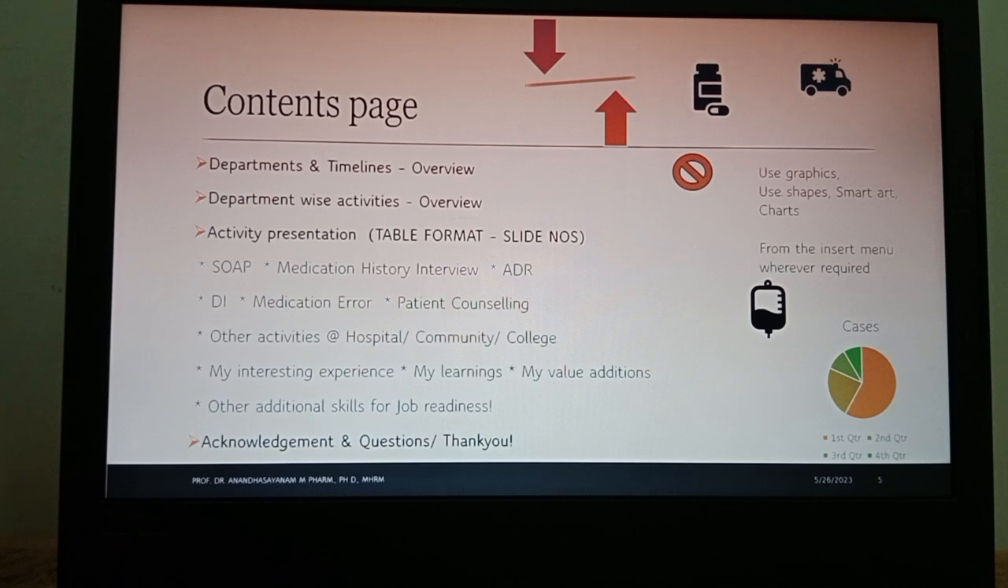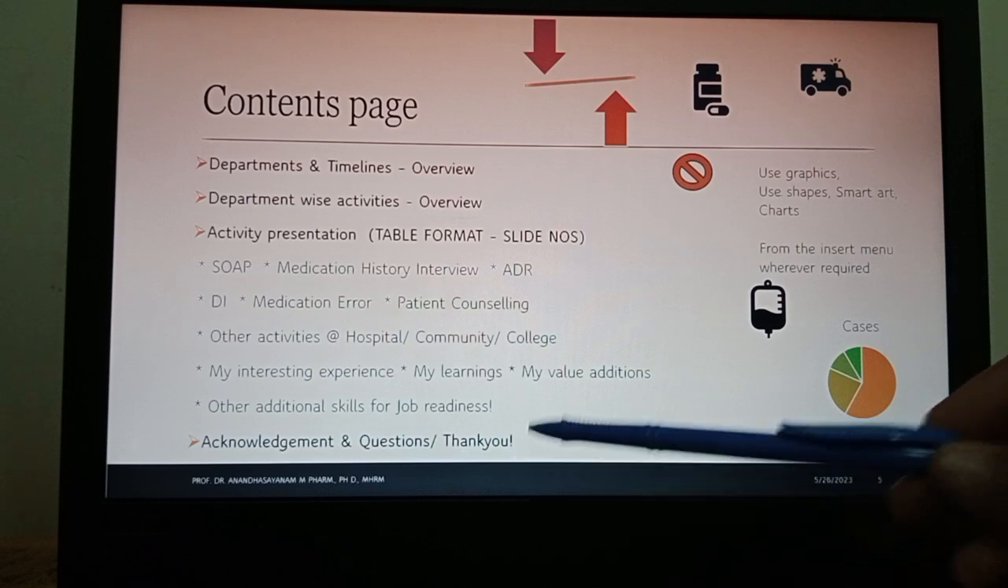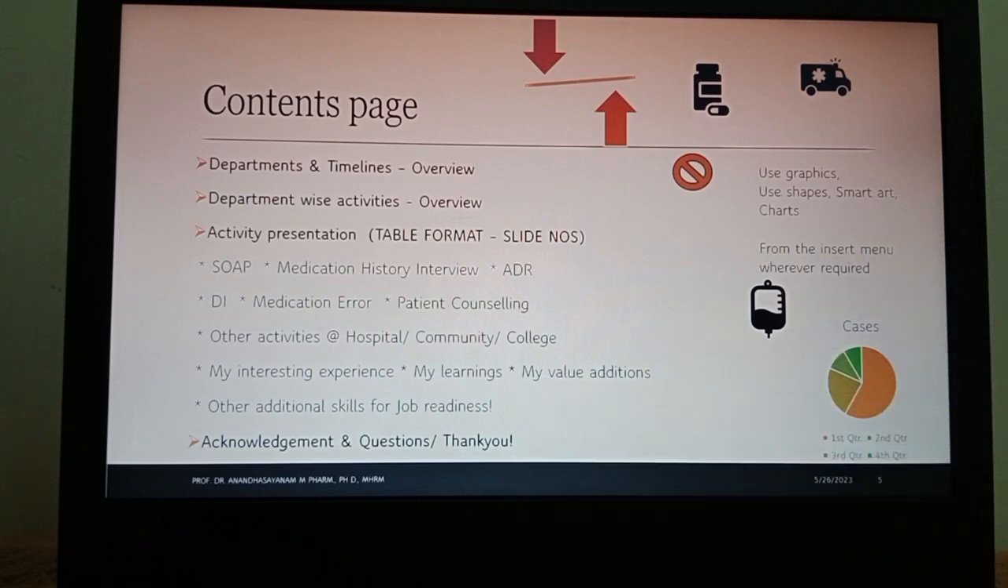Have you earned any patent, or have you given a solution to a particular problem? What makes you feel proud of as a PharmD, as a pharmacist, and the other additional skills for job readiness? An English speaking course, a Hindi course, a clinical trial course, or whatever it is that gives you job readiness. Last, acknowledgement, questions, and thank you slide. So this should be the basic contents that should be present in your presentation.